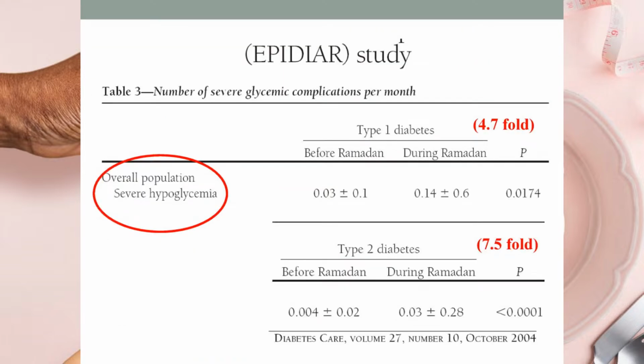And this is a confirmation of the study, the EPIDIA study, and also the READ study. And you see 4.7% in type 1s and 7.5% in type 2s, for those who received education before Ramadan.